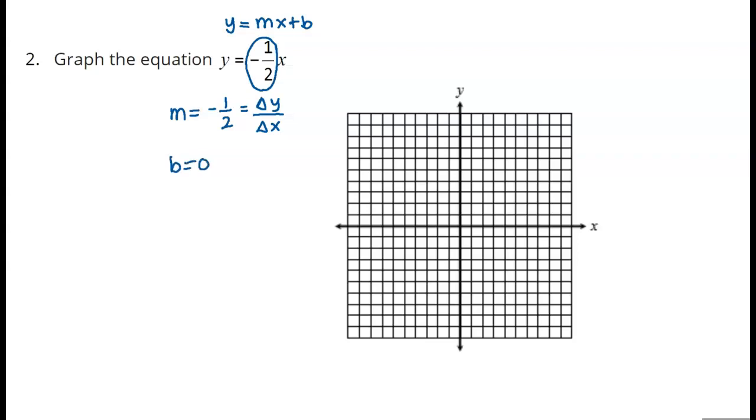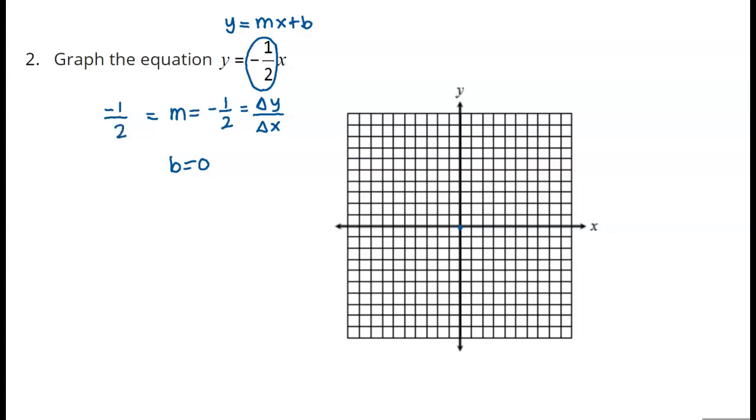So since b is 0, the y-intercept is 0, so the intersection at the y-axis is this point here, y equals 0. Now starting at this point, this will be our starting point, we will use the slope. So since we have a negative sign here, we could put the negative sign either in the numerator or denominator. So our slope may be thought of as negative 1 over 2 in this case.